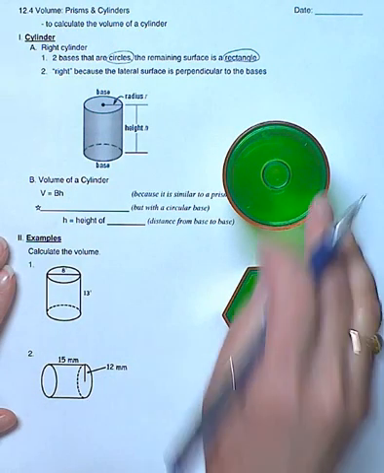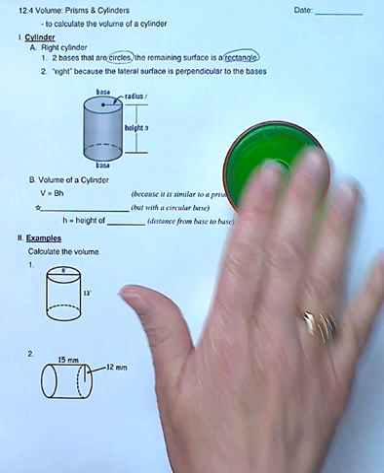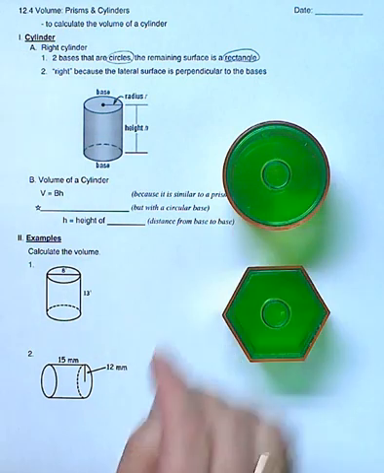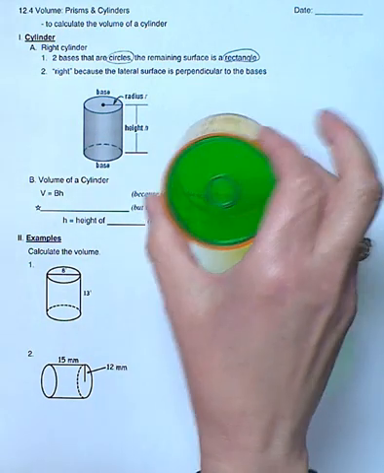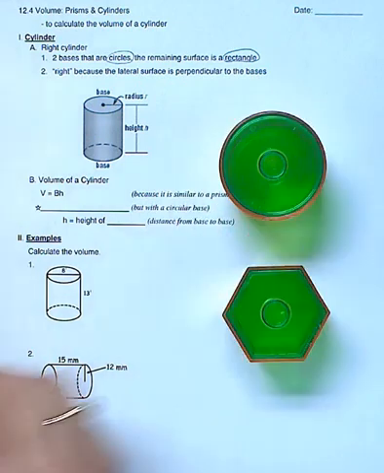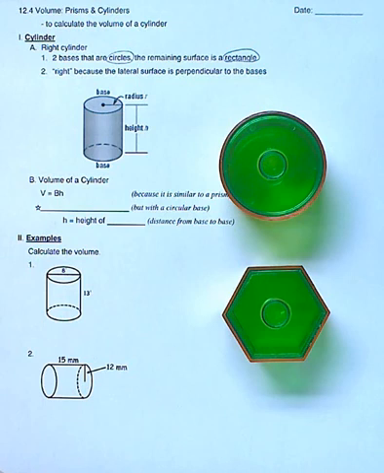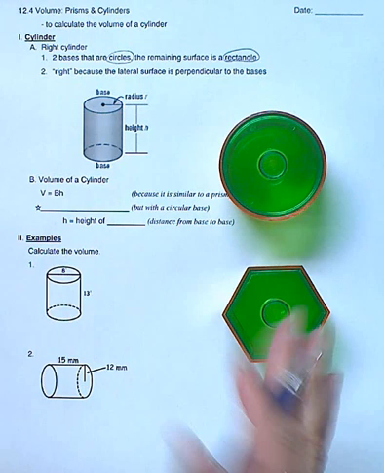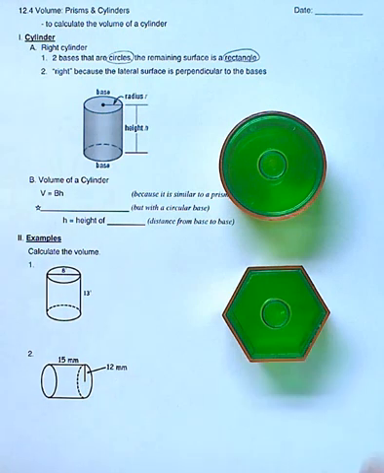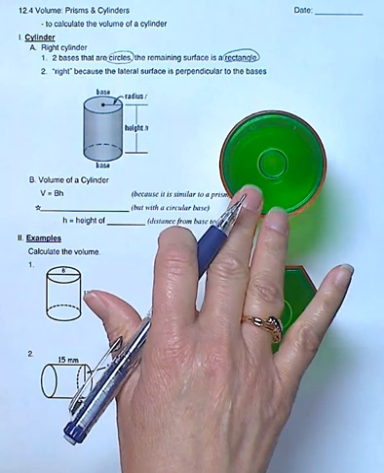Anytime your prism or cylinder stands upright, meaning that the lateral face, the rectangle, is running perpendicular to the bases, it is called a right cylinder. Or right prism or right pyramid, however we're going to talk about it. But we're going to talk about right cylinders. So I'm going to take this one away.